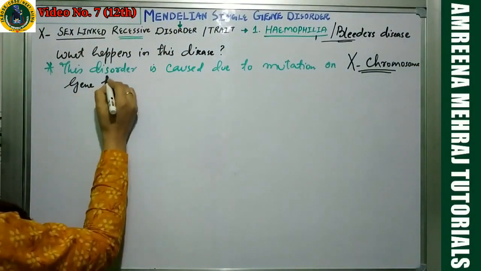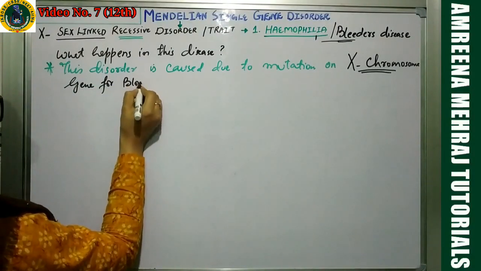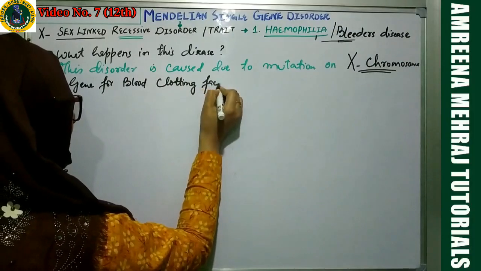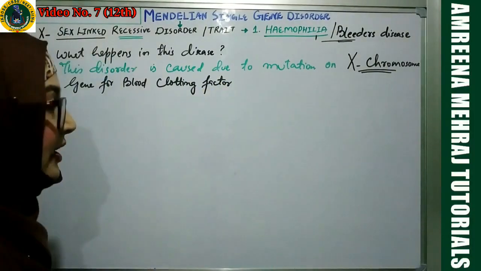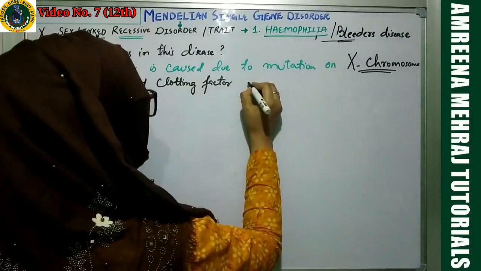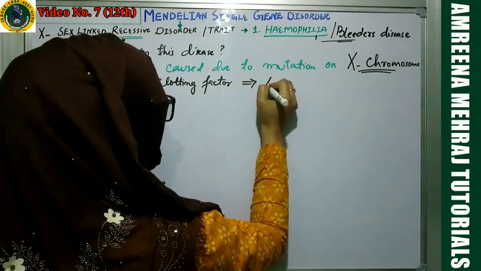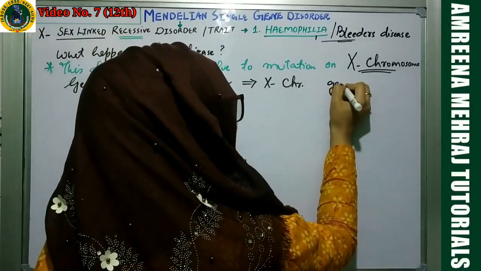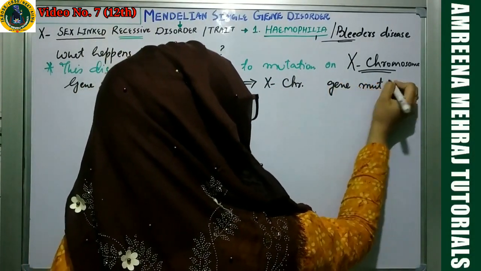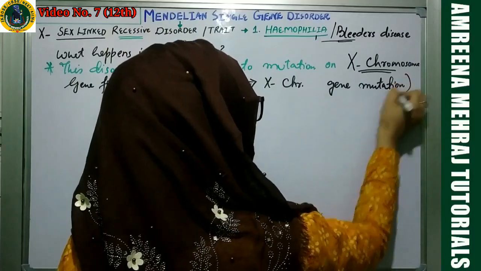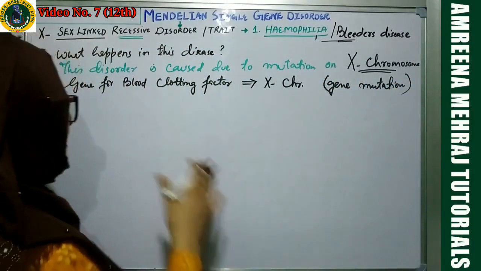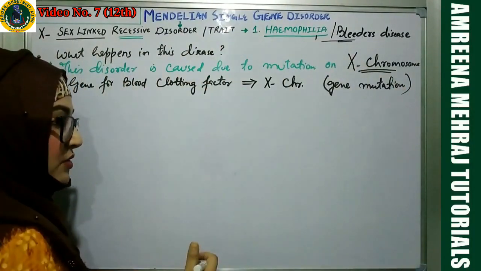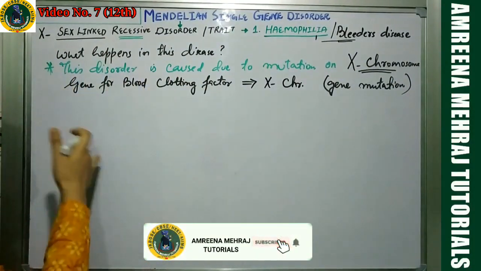The gene for what? Blood clotting factor. That gene is located on the X chromosome. Now, if that gene undergoes mutation, so a single gene is involved, consequently the clotting factor will not be produced. That means the gene is mutated. That's why the clotting factor is not getting produced. That's why the person keeps on bleeding.